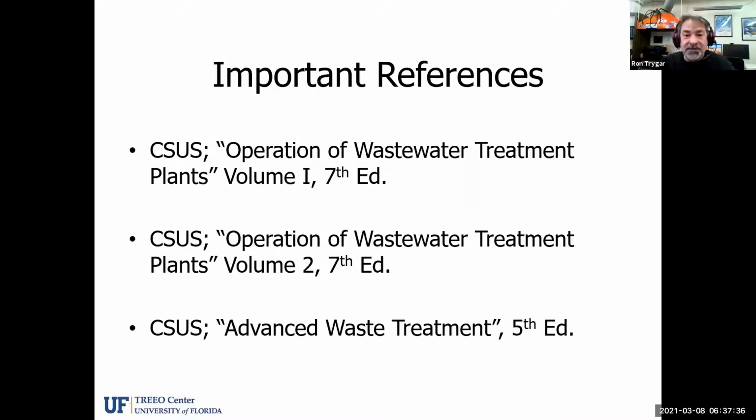Some important references. I just want to point out that much of the material that we will show here and that I've learned over the years came from the California State University, Sacramento, Operation of Wastewater Treatment Plants, Volume 1, Volume 2, and also the Advanced Waste Treatment Manual that is currently in print. I believe there are some changes coming shortly from California State University, but these are the courses necessary to take the Florida C license exam. If you're taking the B license, you'd have to have the additional course, which is the Advanced Waste Treatment.